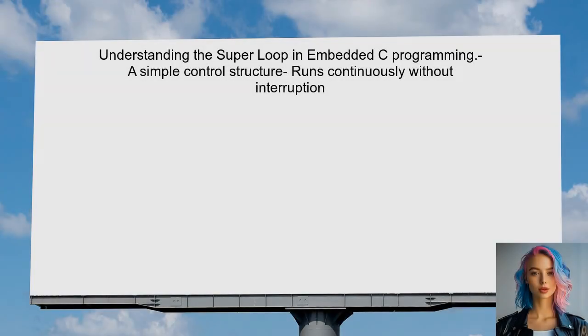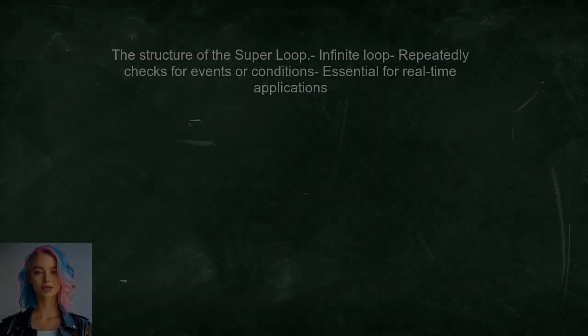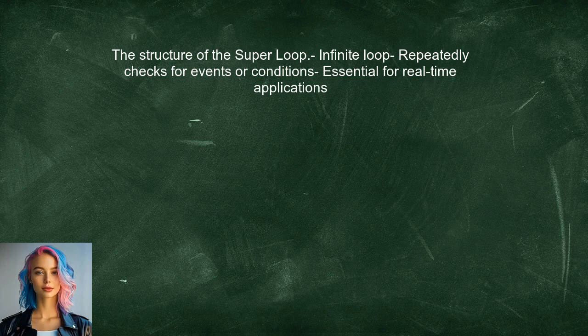To understand the super loop in embedded C programming, the user should first recognize that it is a simple control structure used in embedded systems. It allows the program to run continuously without interruption. Next, the user should note that the super loop typically consists of an infinite loop that repeatedly checks for events or conditions. This is essential for managing tasks in real-time applications.